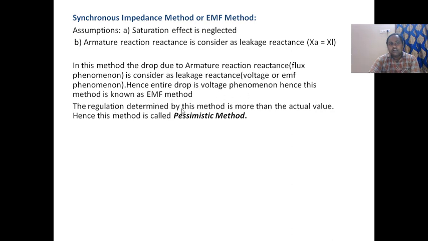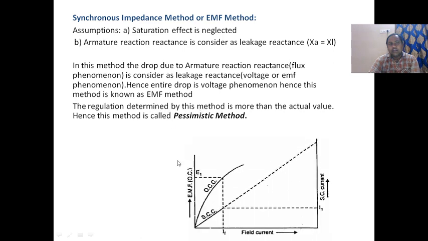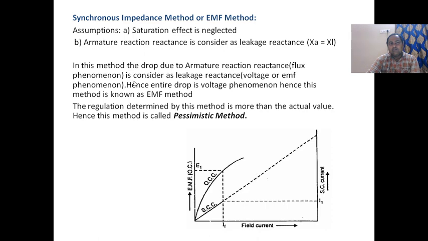The regulation determined by this method is more than the actual value. Hence, this method is called the pessimistic method. For finding the regulation by the synchronous impedance method, we need to conduct two tests. One is the open circuit test, another one is the short circuit test. If you draw the characteristics OCC and SCC, we can easily determine the synchronous impedance.